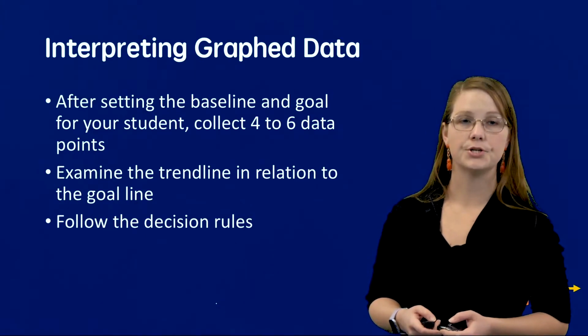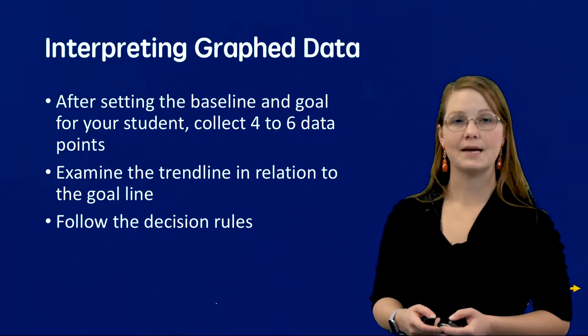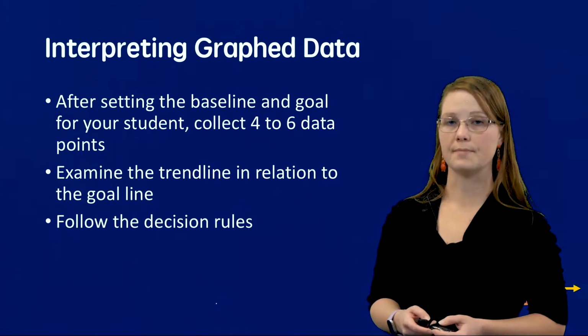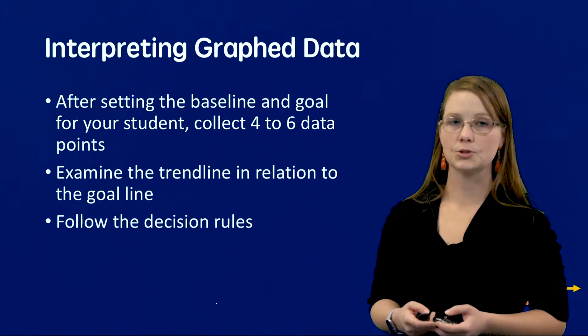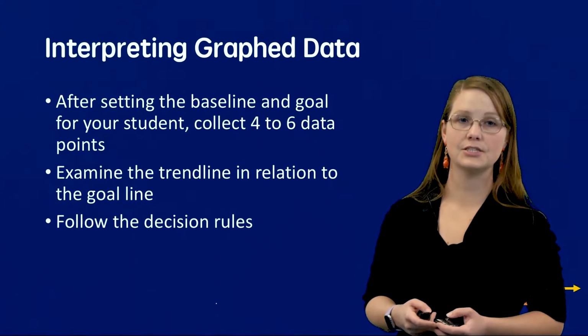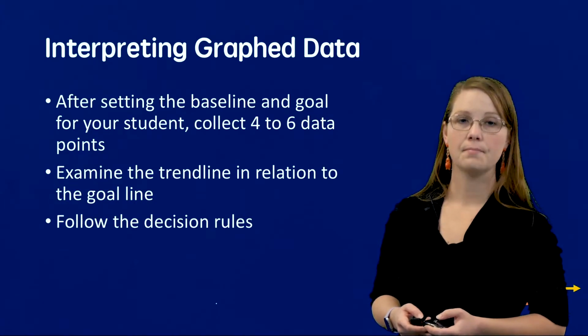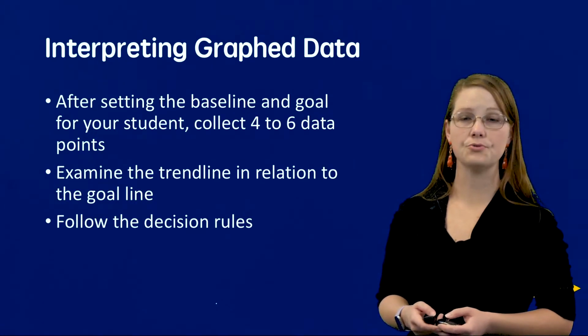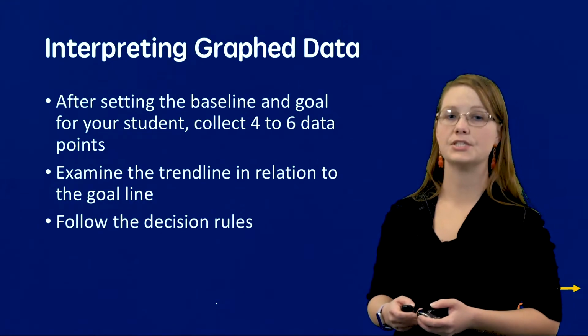Once you are ready to interpret the graph data, you'll examine the trend line in relation to the goal line. So the student's actual trajectory compared to the expected trajectory you set. Based on the relationship between those two lines, you'll follow the established decision rules.